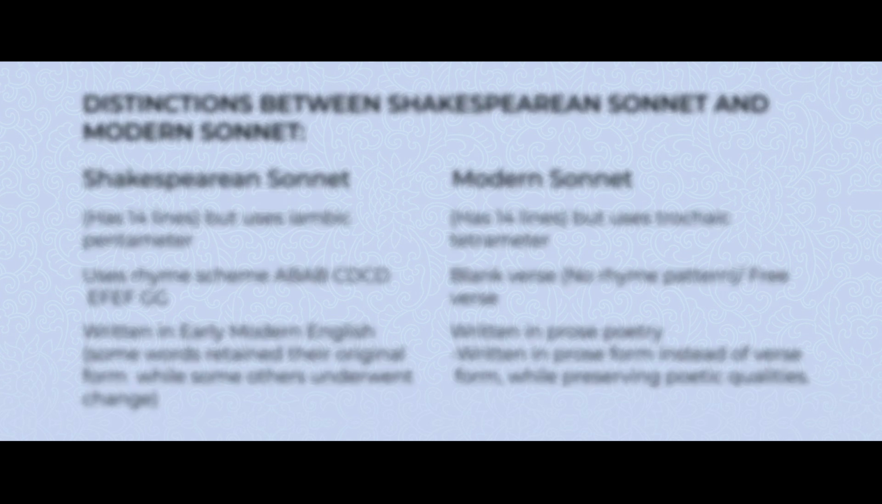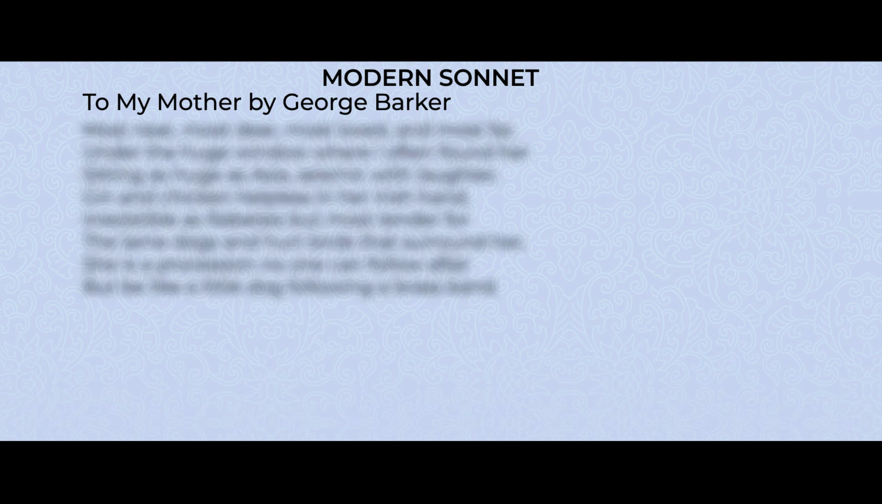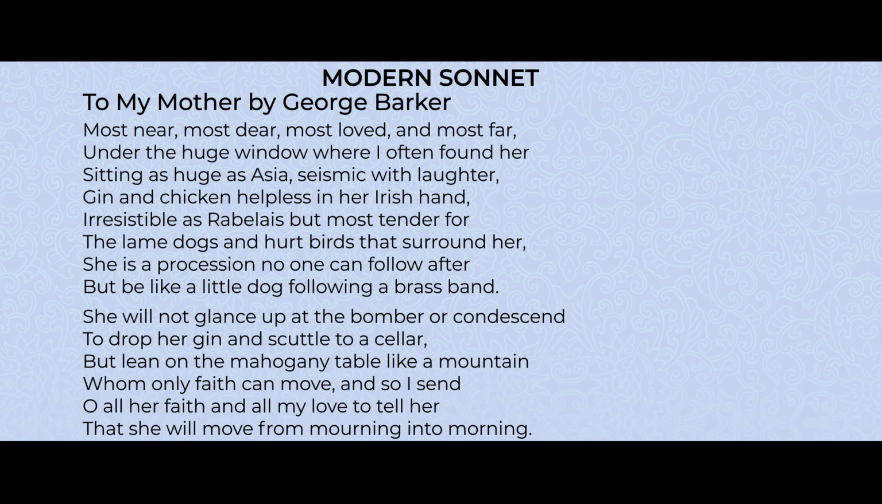We will now look at an example of a modern sonnet, To My Mother by George Parker. In this poem, we can see he has used his own rhyme scheme, and the number of syllables is also not even. It is written in prose poetry. Octave and sestet are made of a long sentence each.